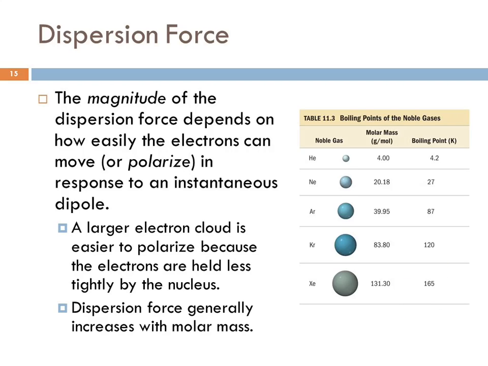Higher boiling point indicates higher strength of intermolecular force. Those xenon atoms have to get more thermal energy, more kinetic energy before they can break loose from the dispersion forces. So the dispersion force generally increases with molar mass.